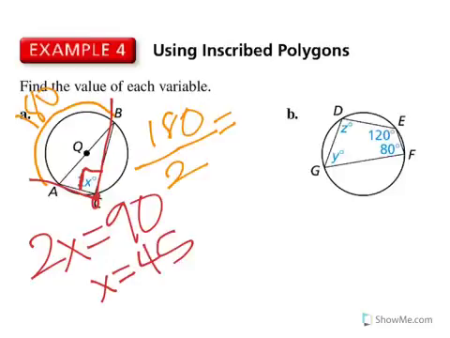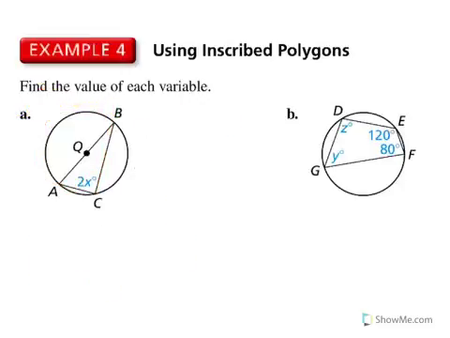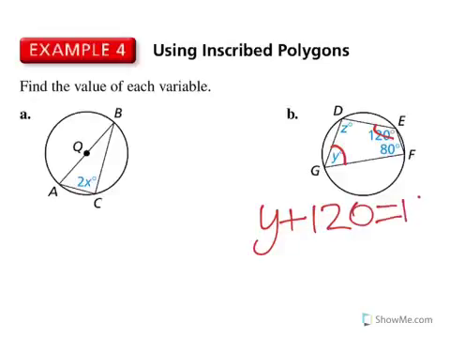Okay, let's go and try the other one. We have a quadrilateral, a shape that has 4 sides, inside of our circle. And our theorem said, when we add our opposite angles, this angle and this angle, they would be supplementary. So our sum would be 180. So there's the equation I would use to solve for y. When I solve that, I get y equals 60.